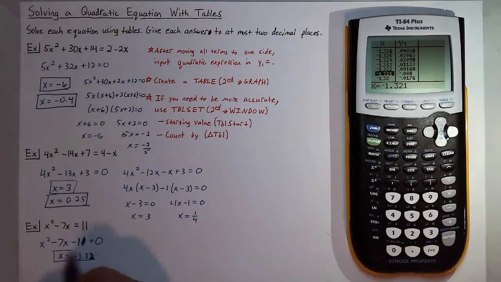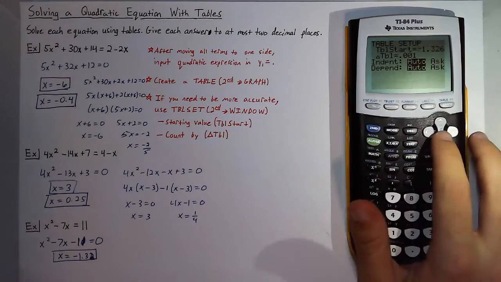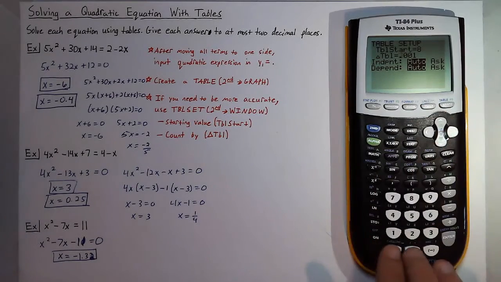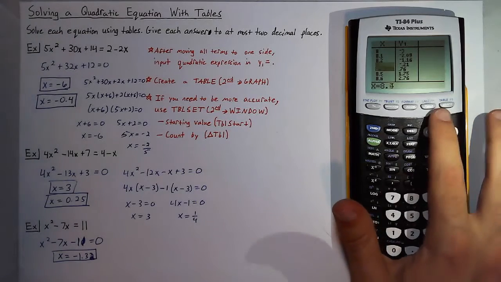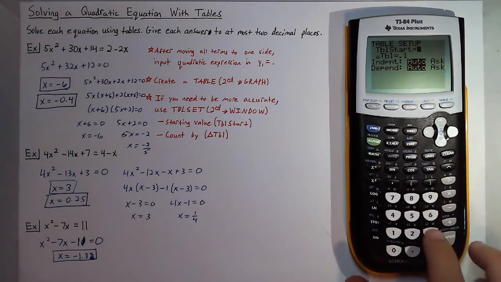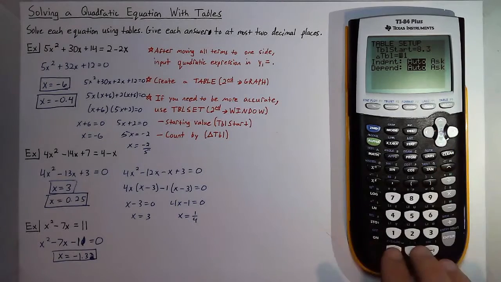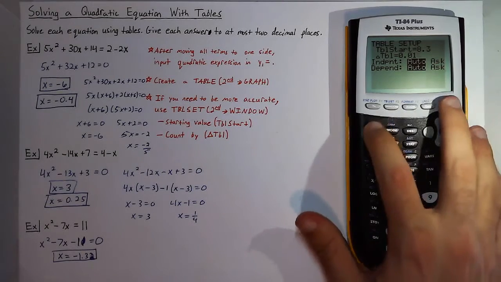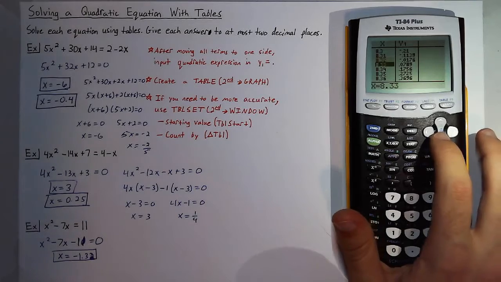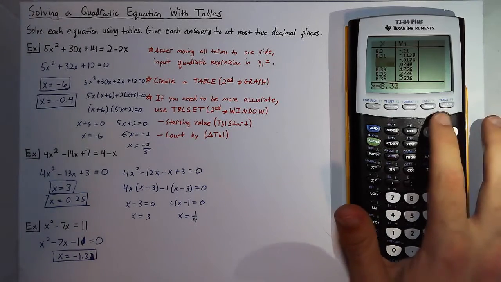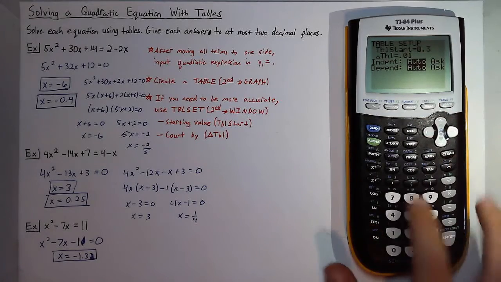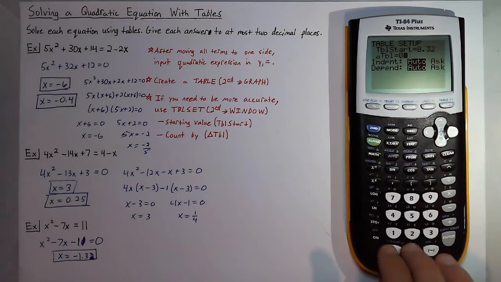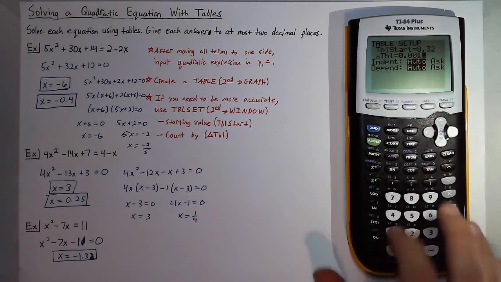And I still need to find my other solution, which I remember being between 8 and 9. So if I go back to my table set, I'll put 8 and I'll count by 0.1 to start. I'll see it's now between 8.3 and 8.4. So I'll put in 8.3 and I'll count by 0.01. And I see it's between 8.32 and 8.33. So I'll go back to my table set, put in 8.32. Count by a thousandth, which is 0.001.